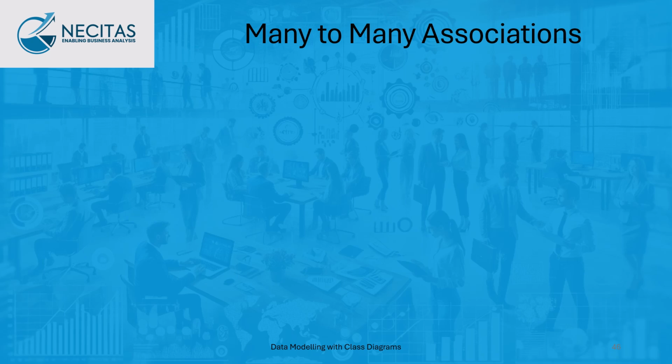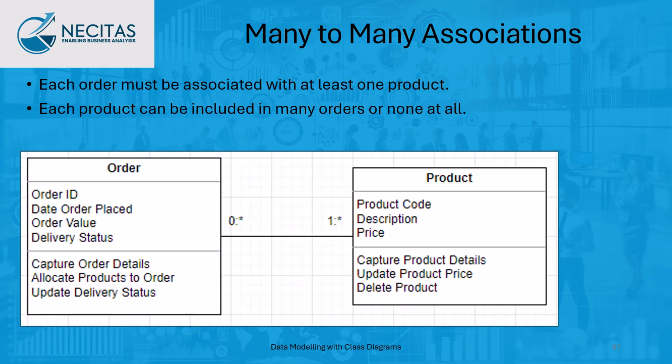Let's start by looking at an example. Here you can see that, firstly, each order must be associated with at least one product with no upper limit. And secondly, a product can appear on many orders or none at all. As you can see, each side of the association is adorned with an asterisk. This is known as a many-to-many association.